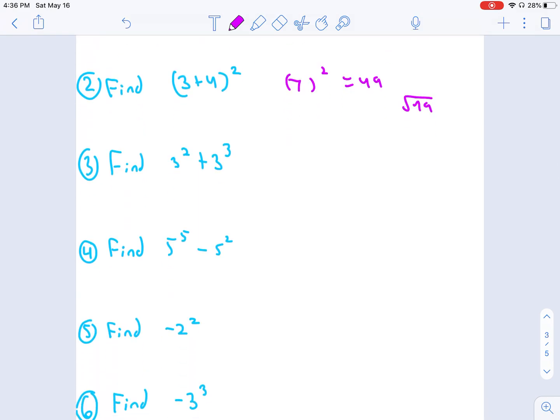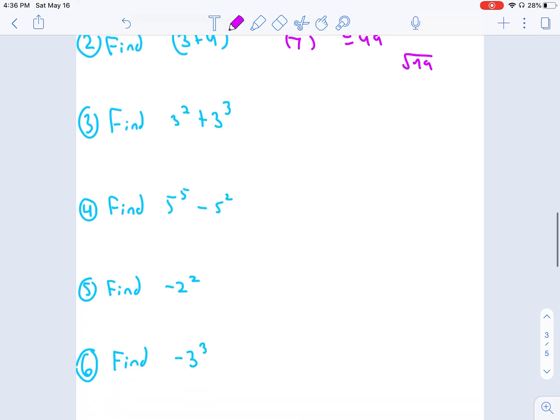Okay, the third one. Find 3 squared plus 3 to the third. So we can either do 3 to the fifth because the bases are the same, and then you add the powers, or you can just do 3 times 3 times 3 times 3 times 3, which is 3 to the fifth.